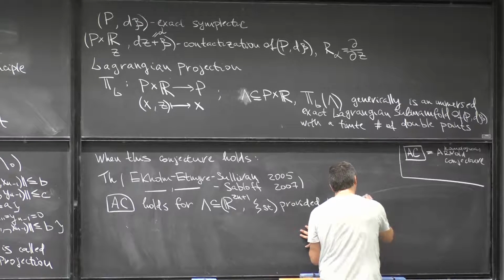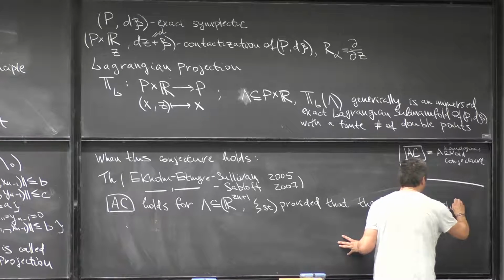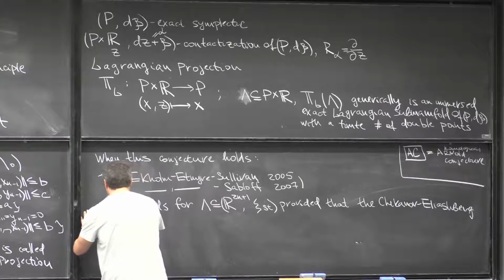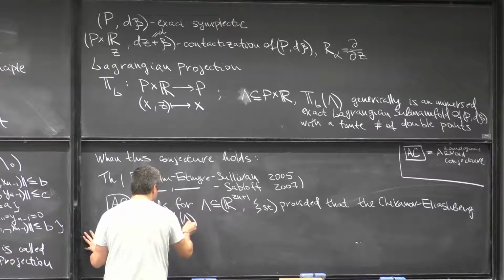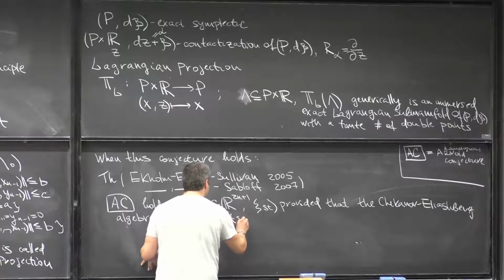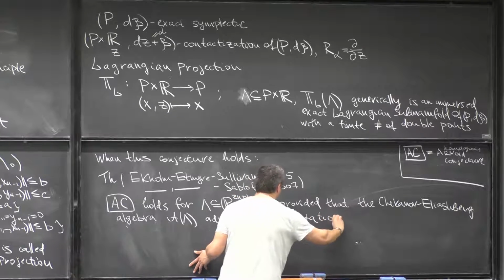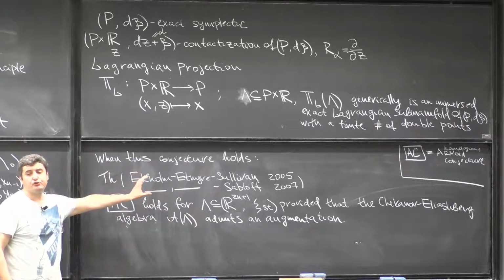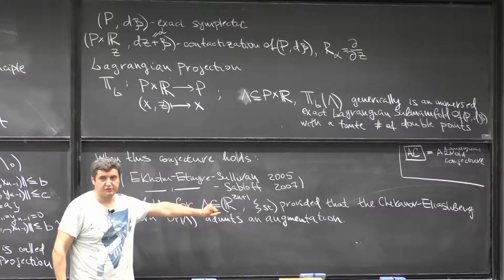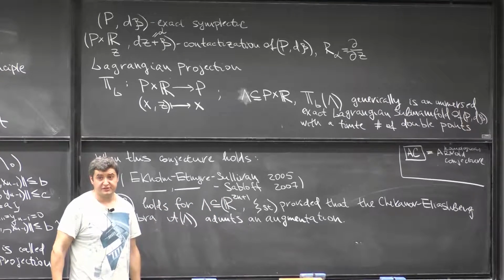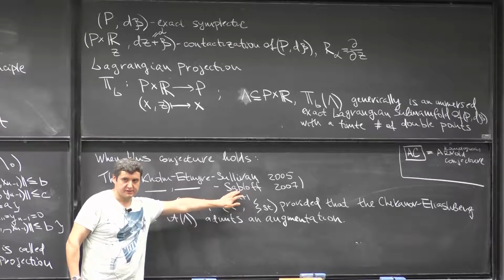So provided that the Chekanov-Eliashberg algebra A lambda admits an augmentation. So let me say why there are two groups of people. In fact, the proof of this conjecture appeared in two different papers. The methods used for the proof were slightly different. So for those who know what a duality long exact sequence in Legendrian contact homology is, it was proven with a duality long exact sequence in the second case.